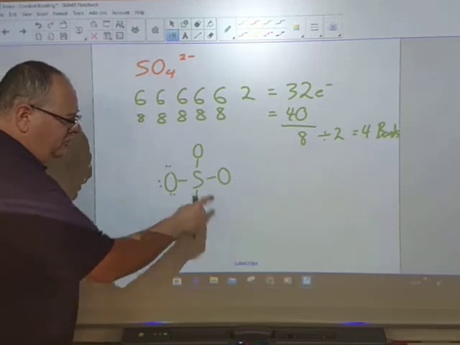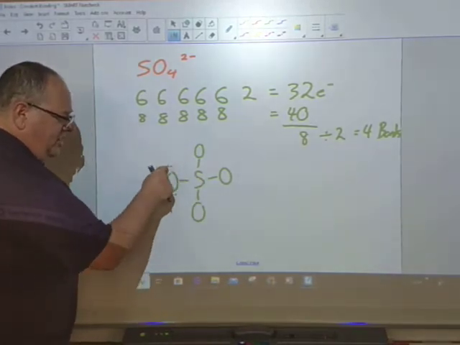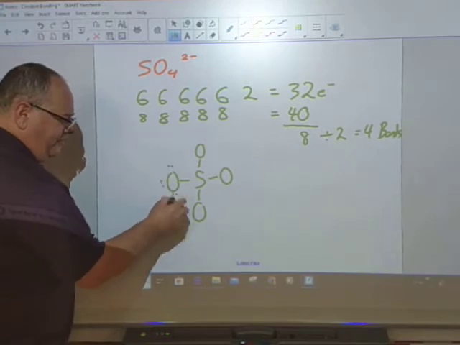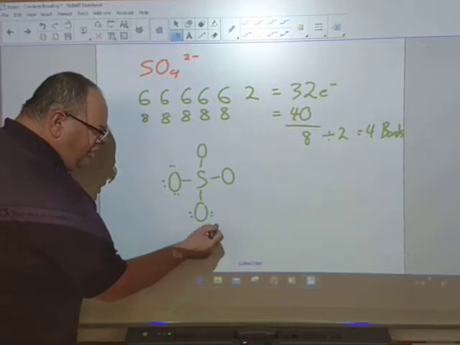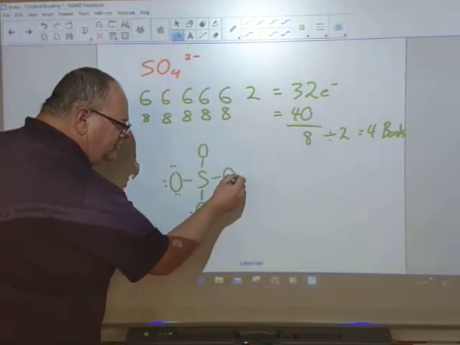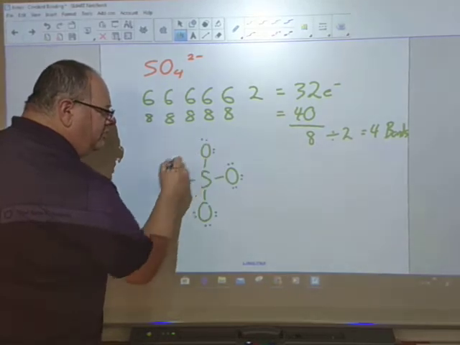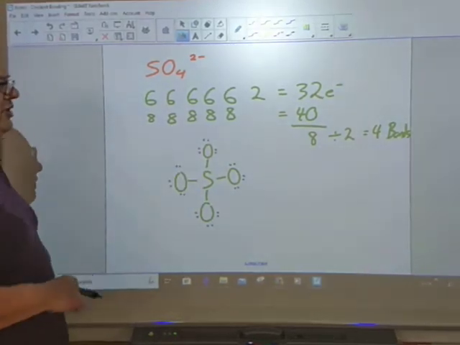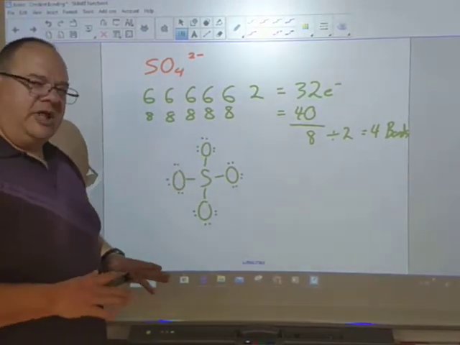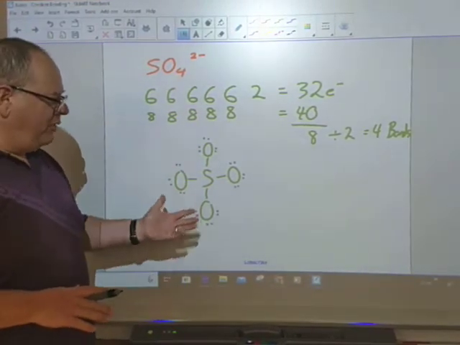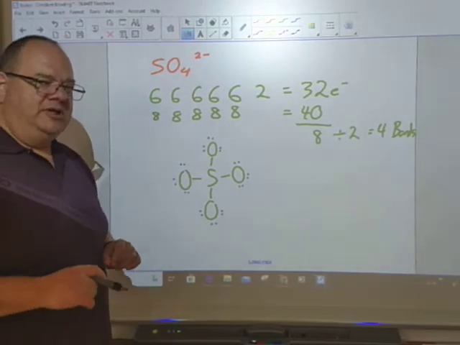Now let's count as we do it. Of the original bonds, we had 2, 4, 6, 8 electrons. This makes 10, 12, 14, 16, 18, 20, 22, 24, 26, 28, 30, 32. It came out perfect. This used 32 electrons by having 4 bonds. Everything's bonded together. We've got one more thing we need to do.